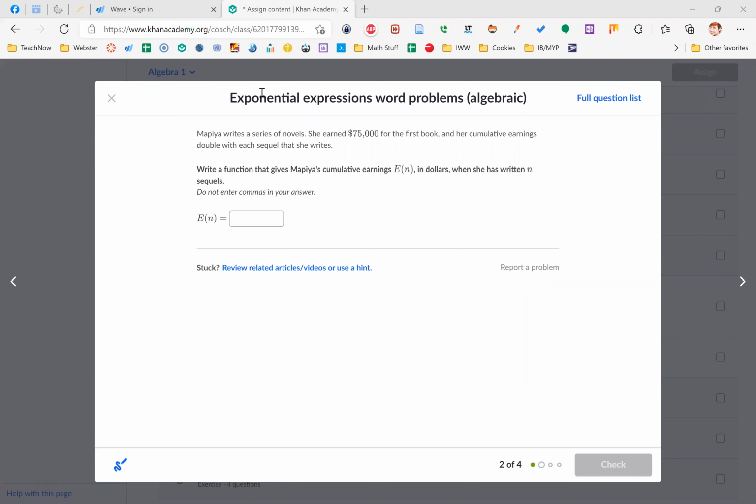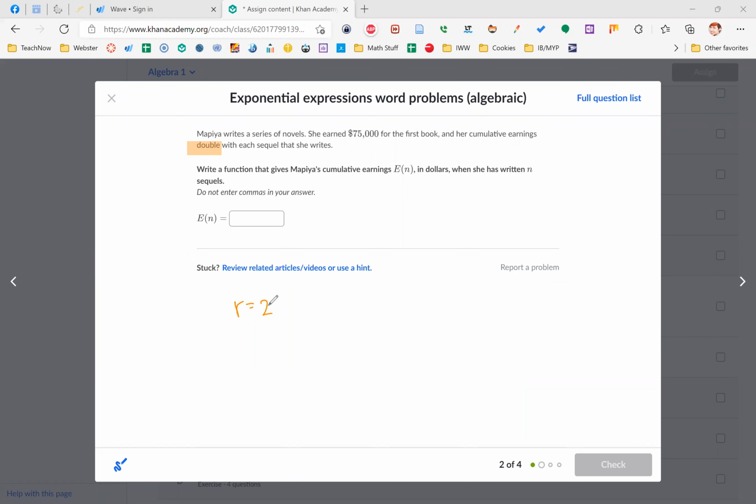This entire video is about exponential word problems, so it's basically the same thing we see here. Mapilla writes a series of novels. She earns $75,000 on her first book, and her cumulative earnings double with each sequel that she writes. So here, our rate of change, it's doubling. How much does she have? Every time she has twice as much as she had before.